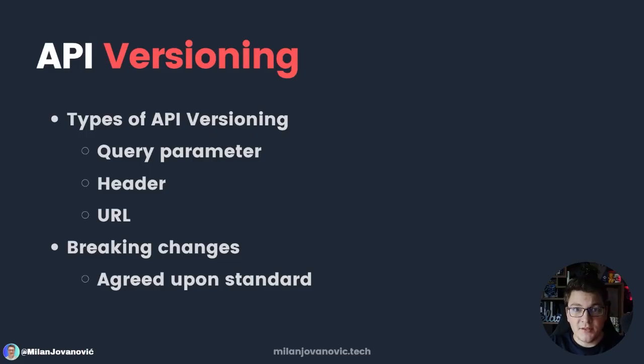On the other hand, some teams wouldn't consider adding a response field as a breaking change. And this is why I said that you should agree upon a standard as a team and then stick to that when it comes to API versioning. And now let's see how we're going to implement API versioning in the clean architecture.